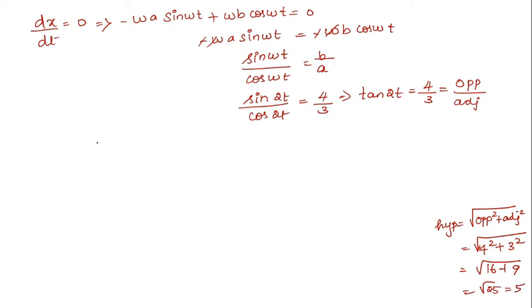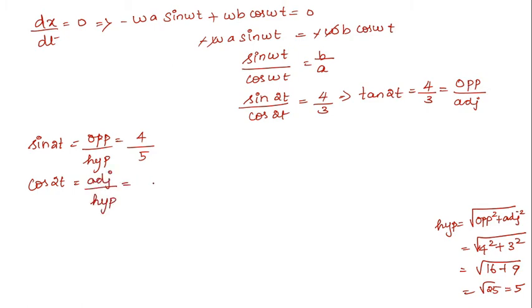So tan 2t we know. So sin 2t is opposite by hypotenuse. So opposite we know it is 4 and hypotenuse is 5. Okay, so it is 4 by 5. And cos 2t is adjacent by hypotenuse. So adjacent is 3. So that is 3 by 5. So we know cos 2t and sin 2t. So we can substitute all these values in x. Okay. So we can obtain the maximum value by substituting these values in x.